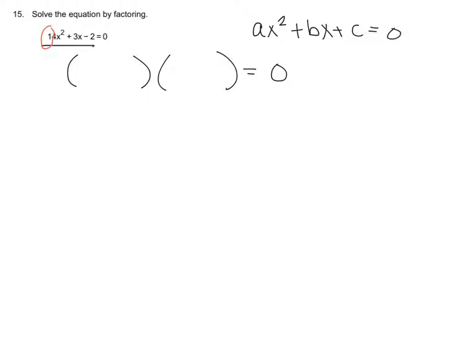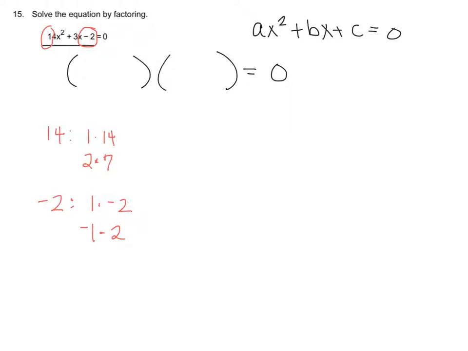So the first thing is we'll look at the number in front of the x squared term, which is 14, and we'll list the factors of 14. I have 1 times 14 and 2 times 7. Next, we'll look at the constant term, and we'll take the sign with the constant term. I have a negative 2, and I'm going to list the factors of negative 2. I can do 1 times negative 2 or negative 1 times a positive 2.